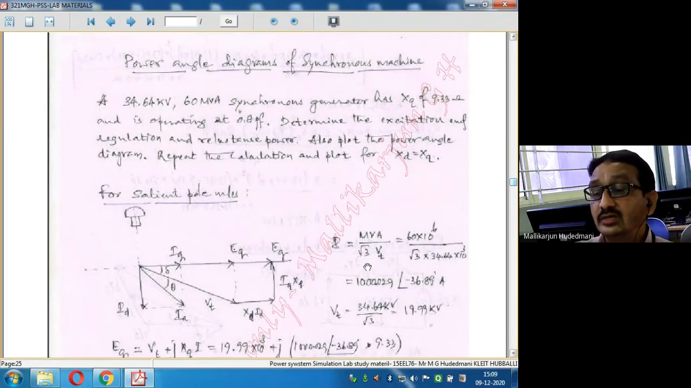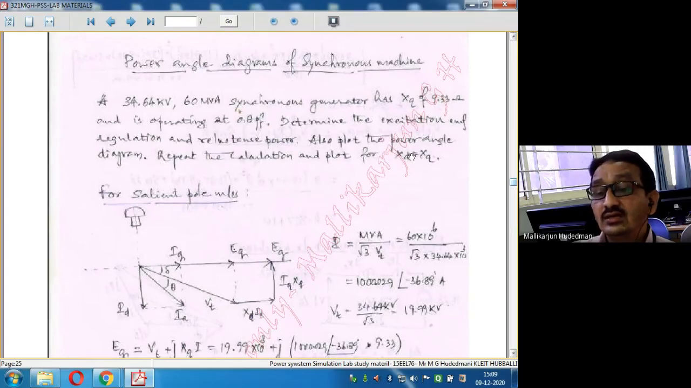Machine by the type, salient pole or smooth cylindrical, we need to understand. In line with this, we have to begin with the problem. A 34.64 kV, 60 MVA synchronous generator has XQ, quadrature axis reactance.